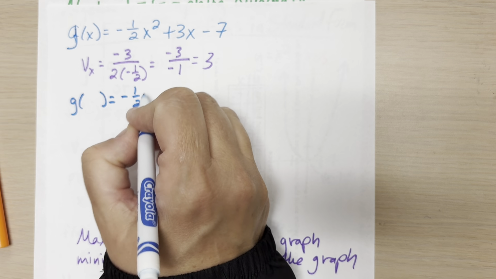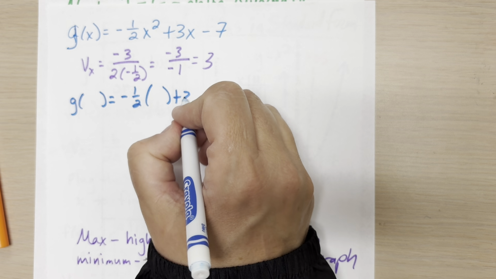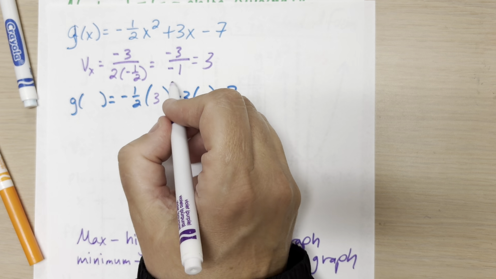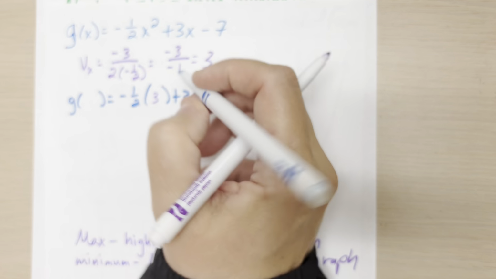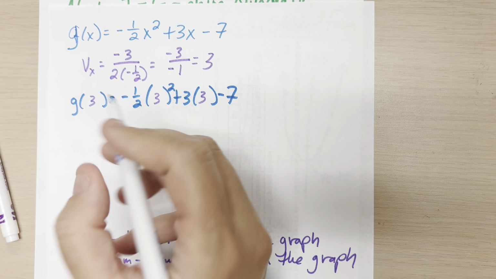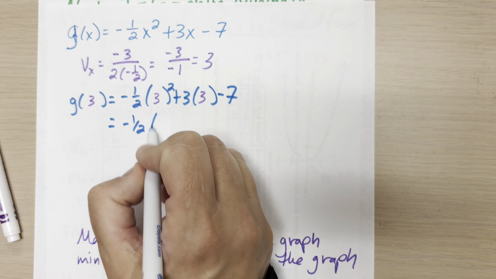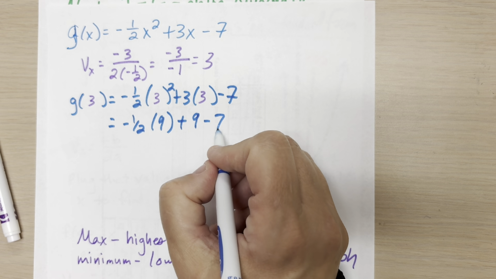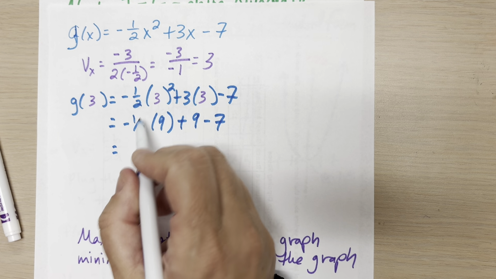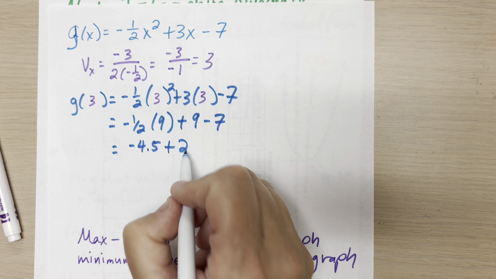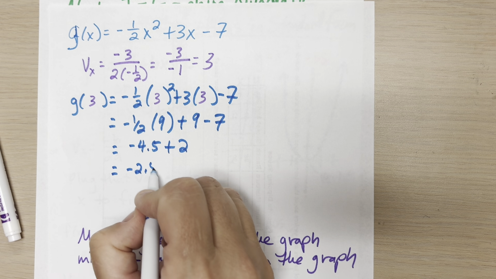We've got negative 1/2 times 3 squared plus 3 times 3 minus 7. So I'm just gonna go through the math here. Oh, I forgot my squared. Don't want to forget that. Okay, so I have negative 1/2 times 9 plus 9 minus 7. All right, this is negative 4.5. 9 minus 7 is 2. That's going to give us negative 2.5.